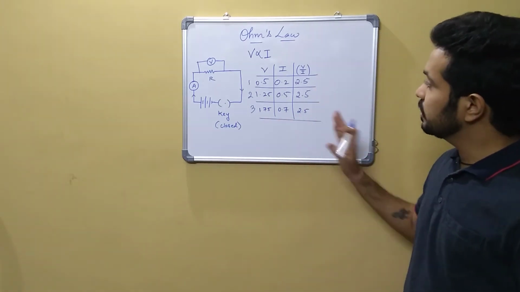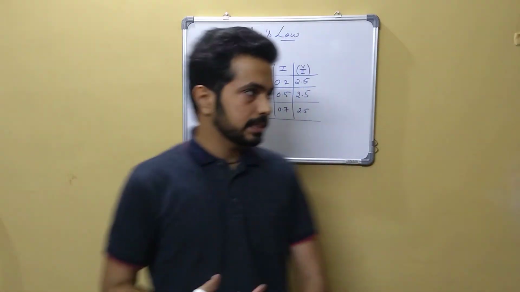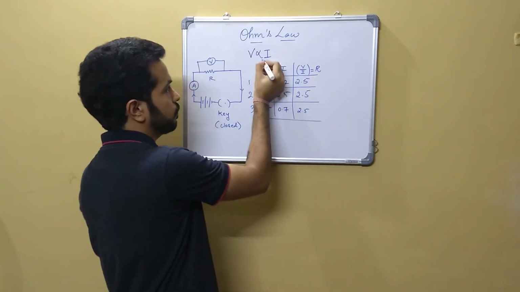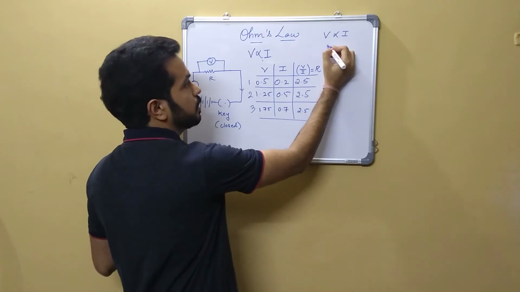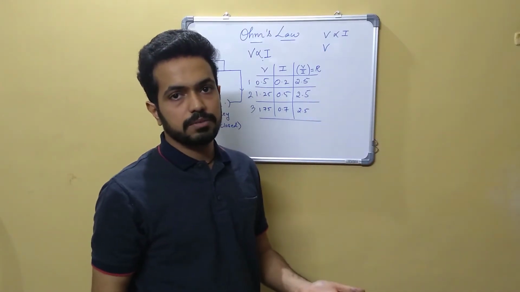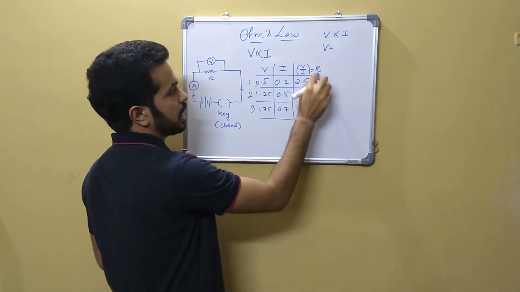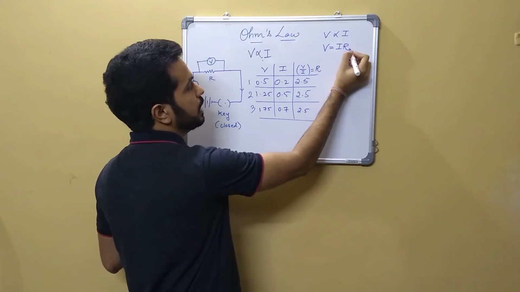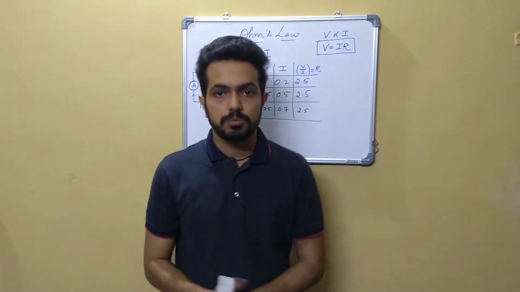Again I can see that the V by I ratio in all the three readings remains constant, and this constant is nothing but your resistance. So from here, Ohm's law said that V is directly proportional to I. In algebra, whenever you have to remove the proportionality, we introduce a constant. So over here I am putting a constant which is R, and I get V is equal to IR. This is the popular equation of Ohm's law.